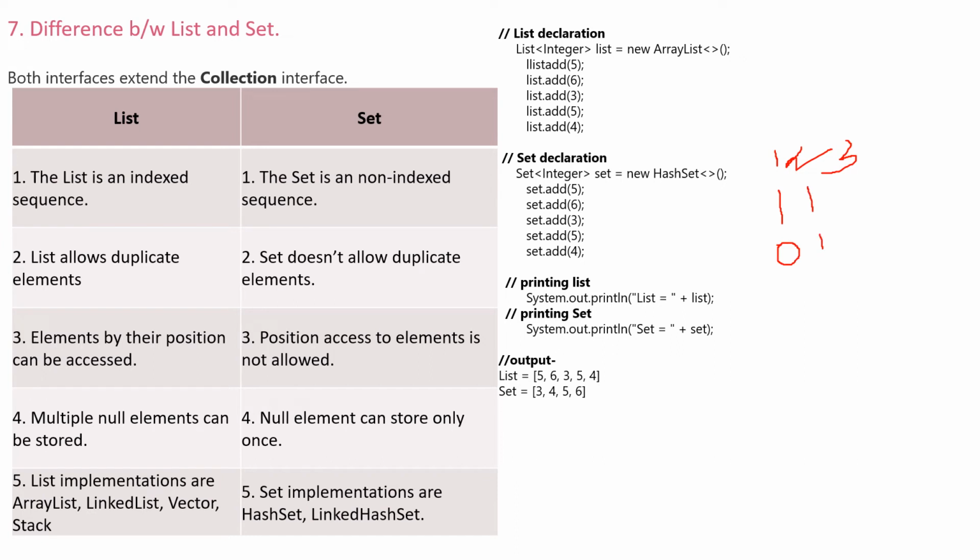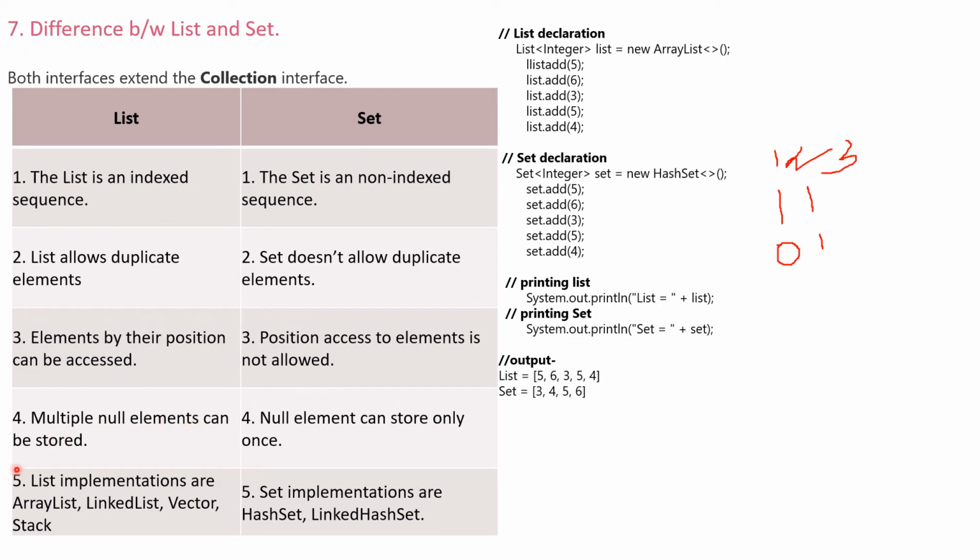So list is referring to the indexed sequence, and this list allows duplicate elements, and set does not allow any duplicate elements. Elements can be accessed by their position. Whichever position we give according to the index, we'll get the value according to that. Position access to elements is not allowed in the set.